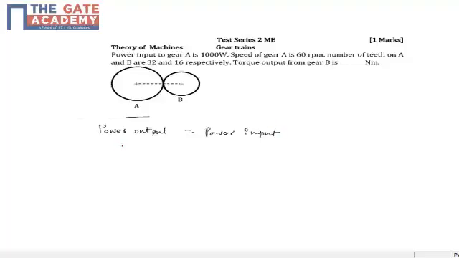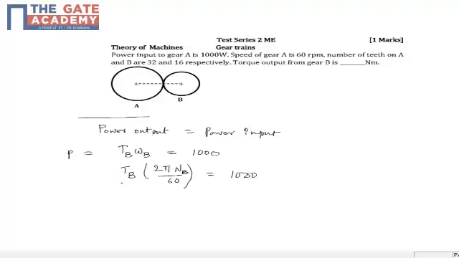Okay, so the power output is taken from B, and the power output can always be written as torque of B into omega of B. That is the power output from B, which is equal to the power input, 1000 watts. The torque is what we need to estimate, and omega B is angular speed, so I write this as 2 pi n by 60. Why 2 pi n by 60? n is in revolutions per minute, so to convert to radians per minute I multiply by 2 pi, and to convert minutes into seconds I use 60. Here n is the speed of B, so this is 1000 watts.